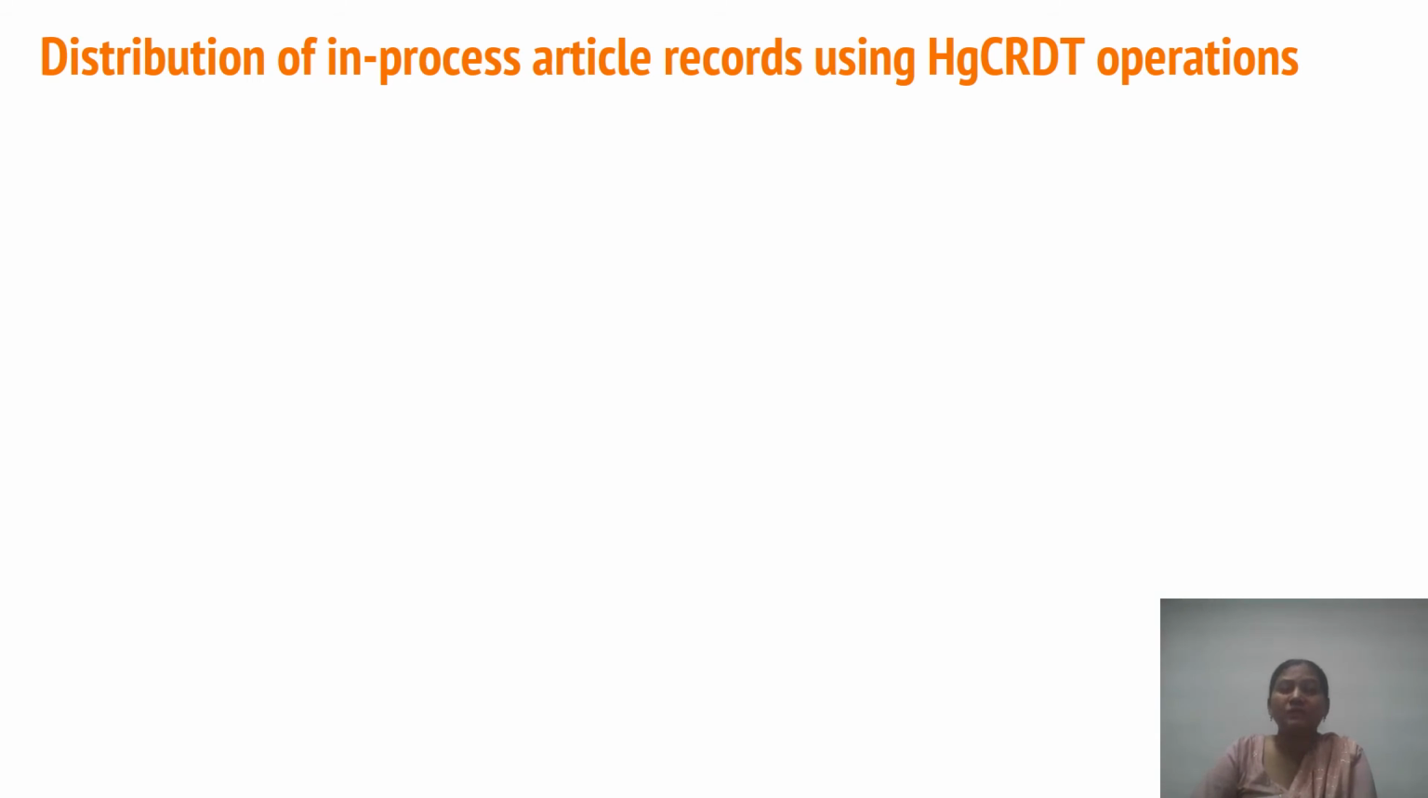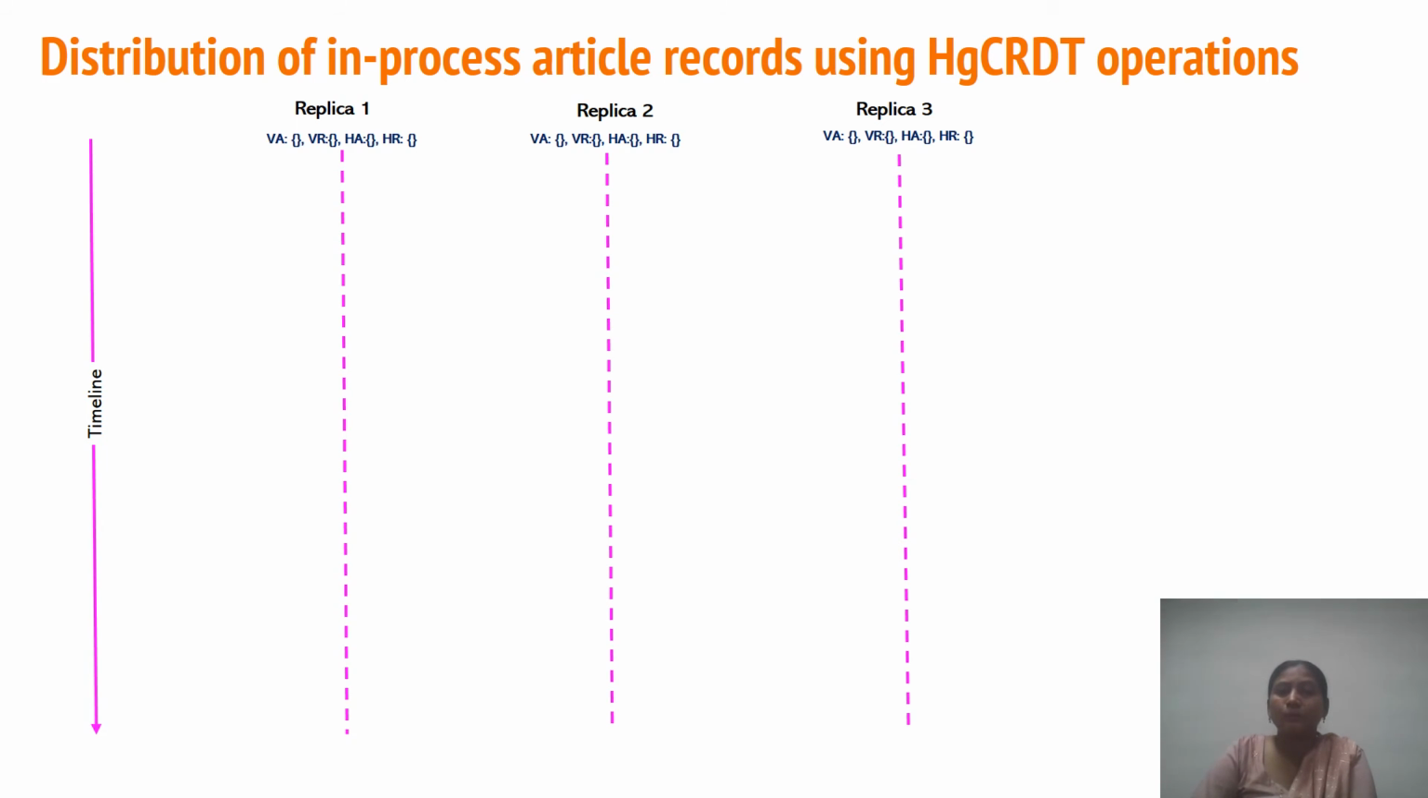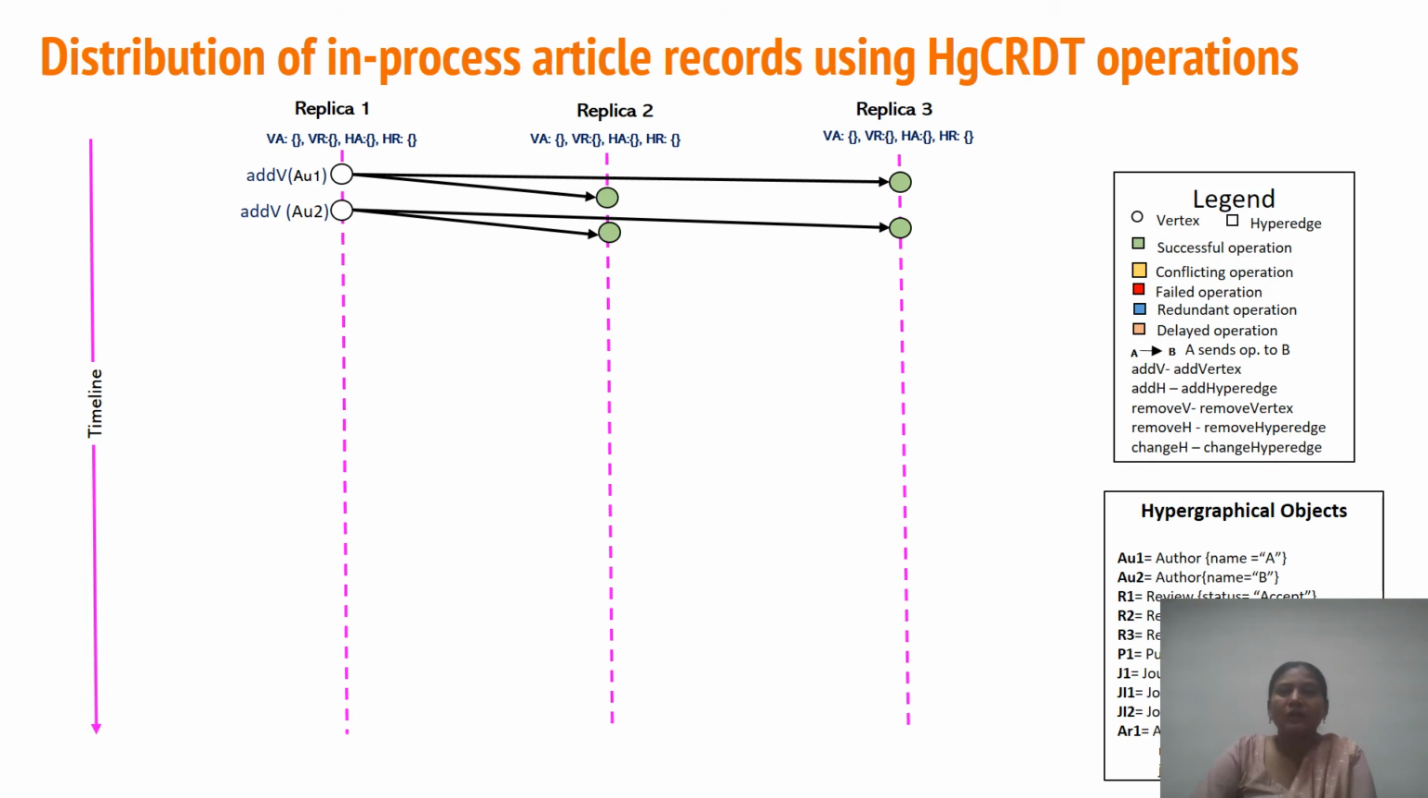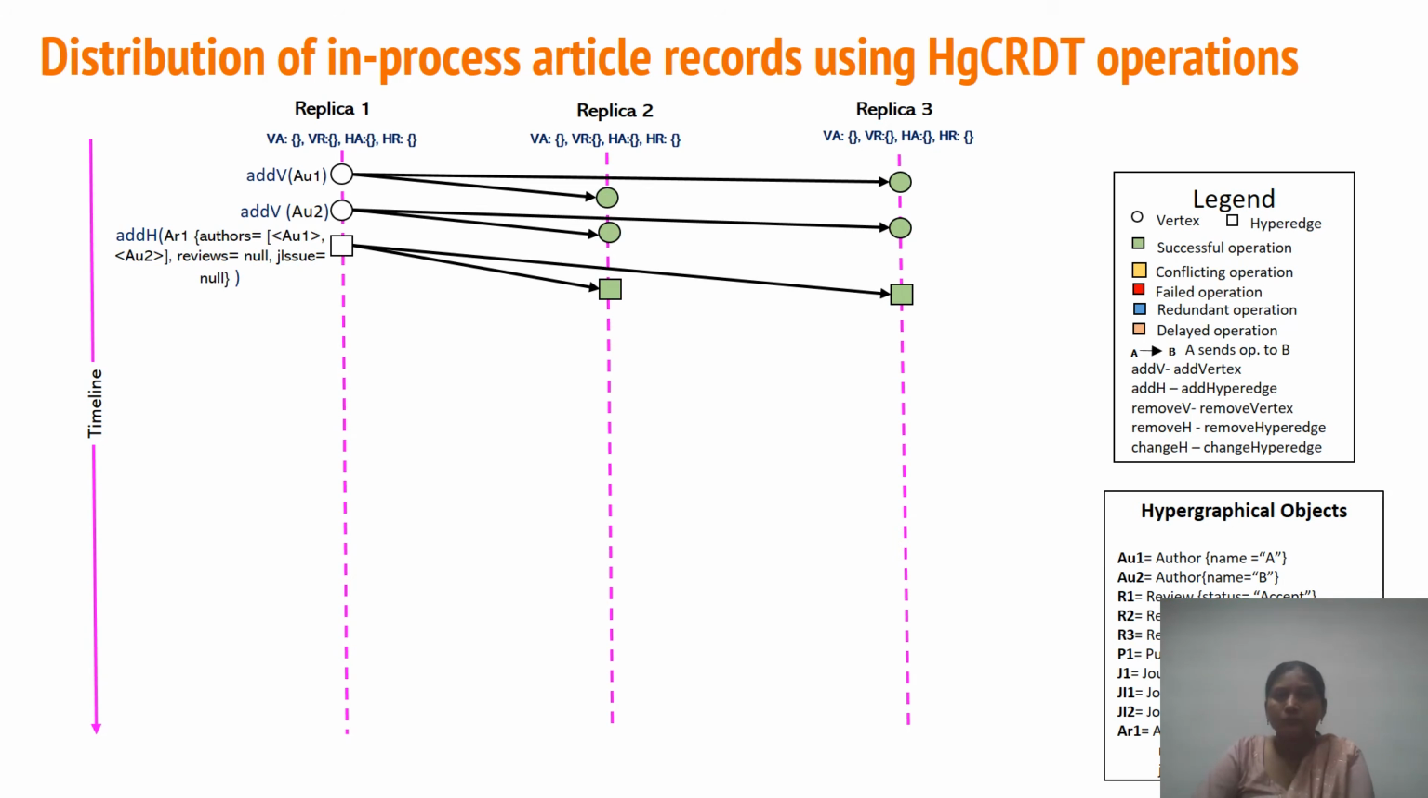Now I'll explain a distribution scenario in the HgCRDT specification involving update operations to capture in-process article records among three distinct replicas. Note that these operations initiated at a source replica are propagated to other downstream replicas, and we introduce vertices and hyperedges in the system as per the requirement only if they don't exist. So initially at replica 1, two vertices for author A and B are added and shared with replica 2 and 3. The paper submission step involves addition of an article hyperedge at replica 1 that is also shared with others.